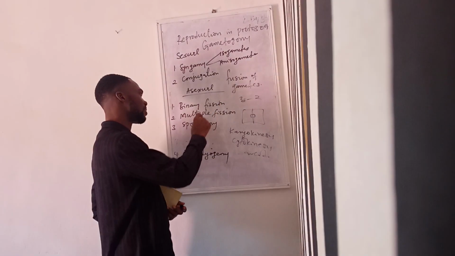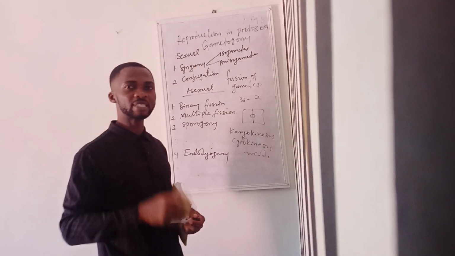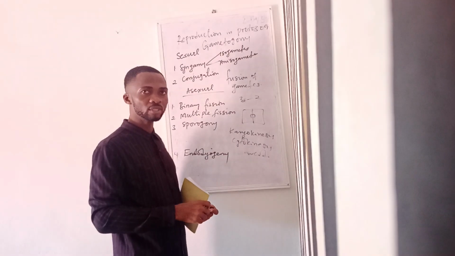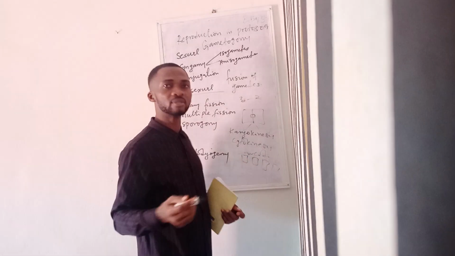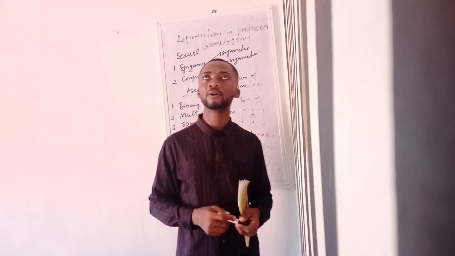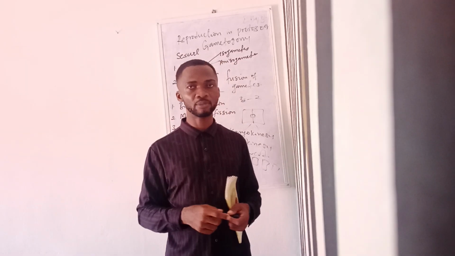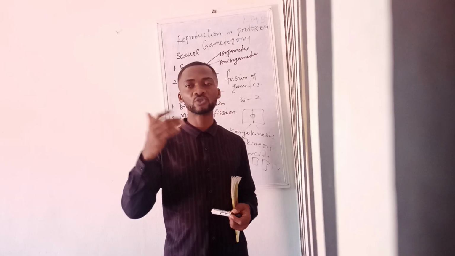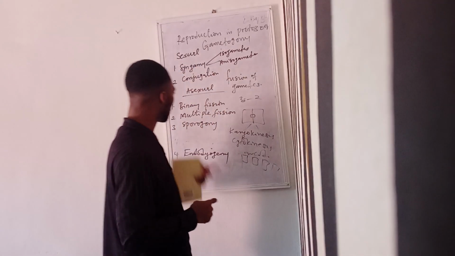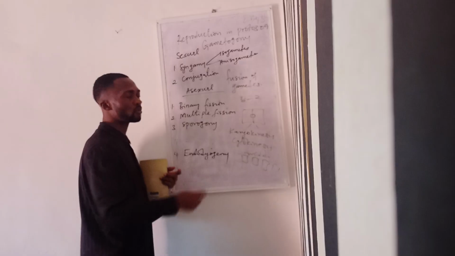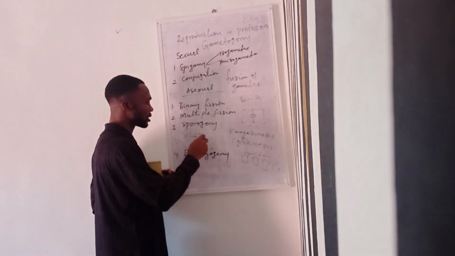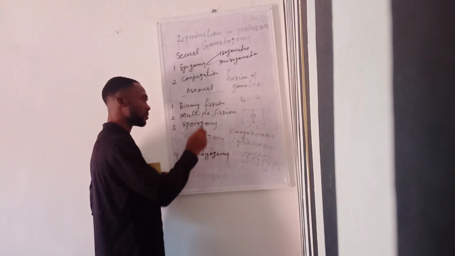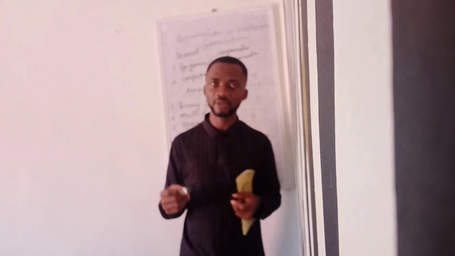Then apart from this, we have multiple fission. Multiple fission is similar to binary fission. The only difference is that instead of dividing into two daughter cells, it divides into multiple cells, but it uses the same mechanism. You're going to see this in Plasmodium, in what they call sporogony and schizogony. Sporogony, as you see here, is the same thing as multiple fission. But the only difference between sporogony and schizogony is that sporogony occurs after sexual reproduction, after syngamy.